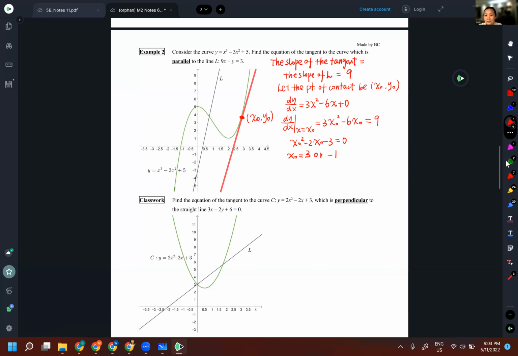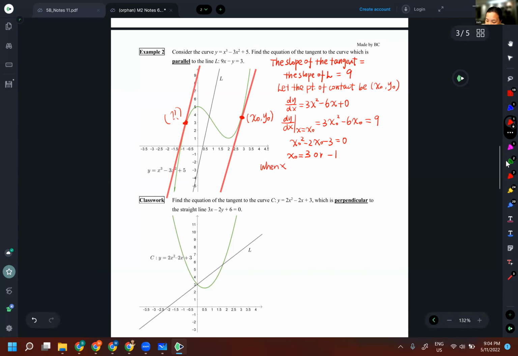I have two solutions. How to understand there are two solutions? I think it's also very clear because the graph is given. Now you can see there are 2 points, both here and here. Here 3, here -1. Both have tangent parallel to L. So let's find out these two.